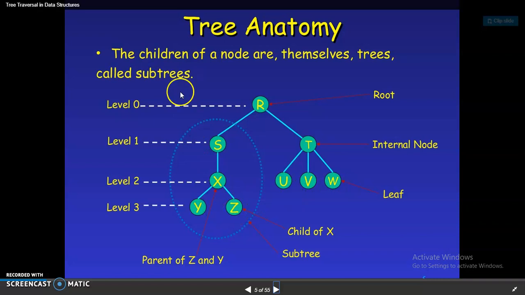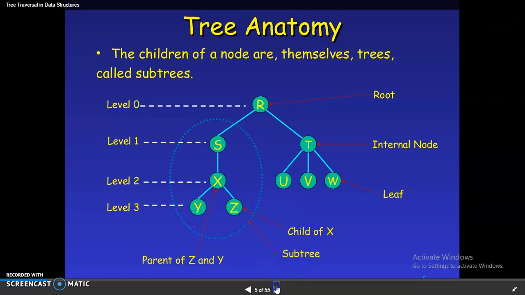In the same way, the levels of the tree. This is the first level of the tree, this is the second level, this is the third level, and this is the fourth level. That can be written as level 0, 1, 2, 3. Here the number of levels of this tree is 4, because 0, 1, 2, 3, the count is 4.